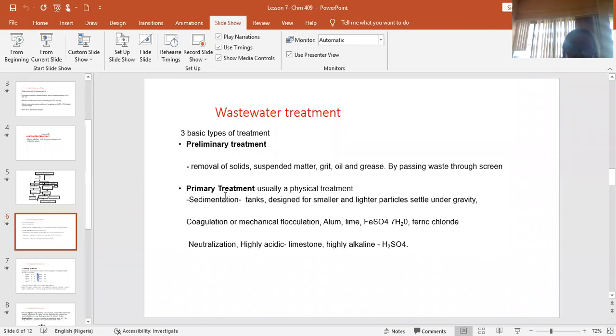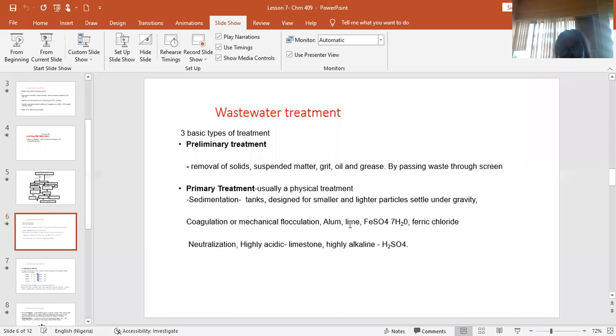So your primary treatment stage consists of your sedimentation stage, coagulation, and finally neutralization. If you have highly acidic effluents, you can neutralize them with limestone. Your limestone is alkaline. You don't just add the limestone, you make a solution of your limestone, your calcium carbonate, and that will help to neutralize acidic waste. If you have very highly alkaline waste, you can neutralize it with sulfuric acid.